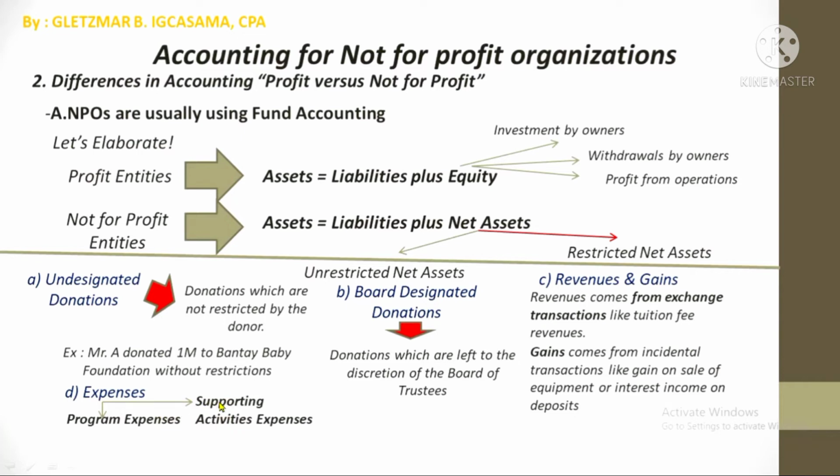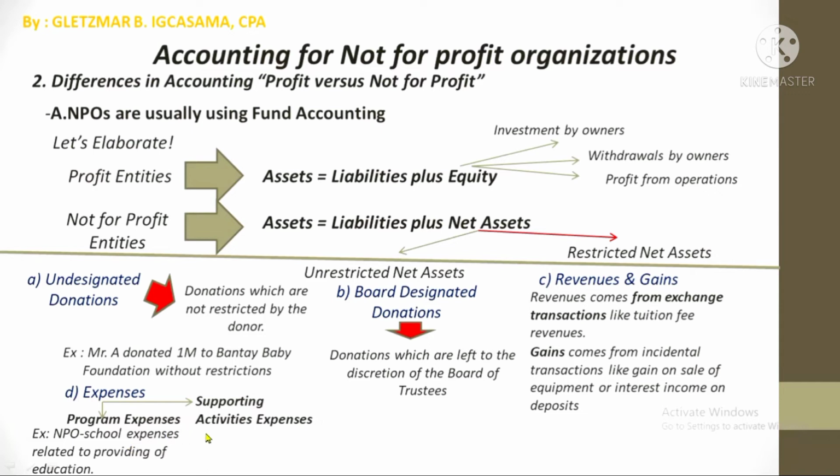The expense is classified as program expense if its incurrence is directly related to the main purpose of the not-for-profit organization or for which it was created. Examples are expenses related to education if we're talking about not-for-profit schools or universities, or expenses incurred because of providing healthcare services if we're talking about healthcare organizations.